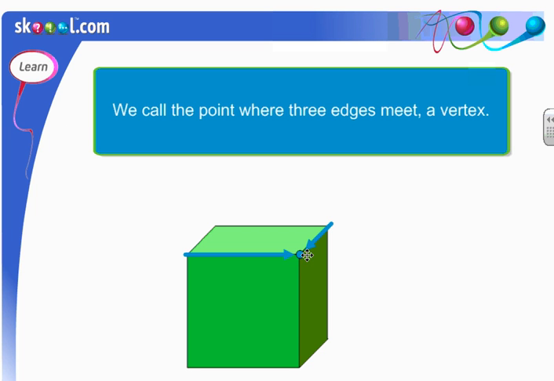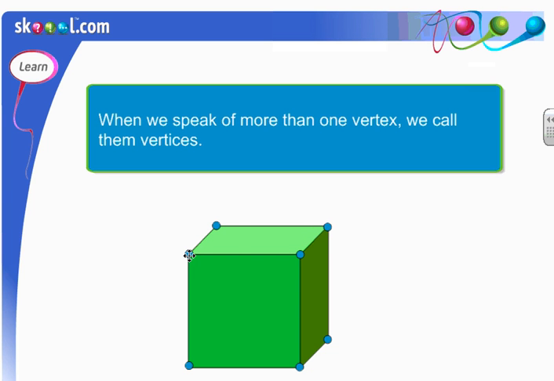We call the point where edges meet, where 3 edges meet, the vertex. When we speak of more than one vertex, the plural of the word vertex is vertices. So if you have one, it's a vertex. If you have more than one, it is vertices. And the spelling is also a little bit different.